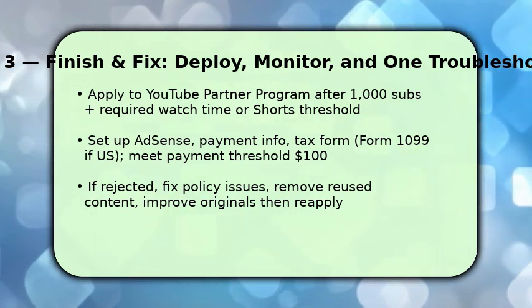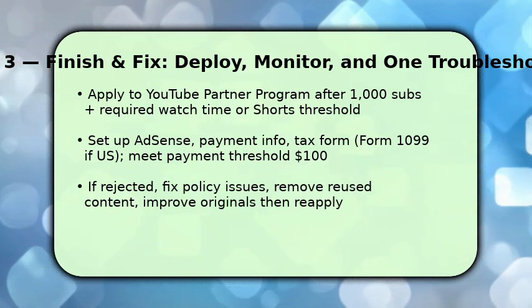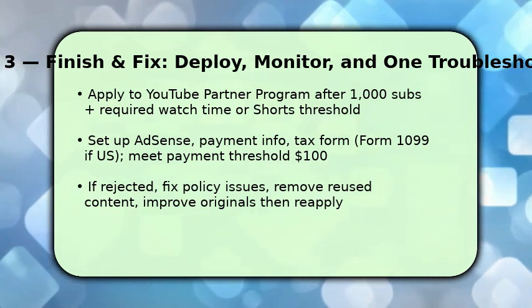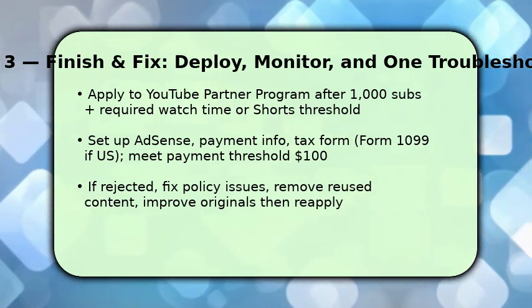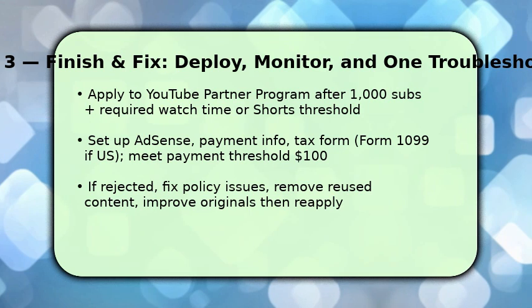For U.S. creators, you may need Form 1099 details, and payments typically release after a $100 threshold. Once approved, enable ad types, memberships, and merch where relevant.